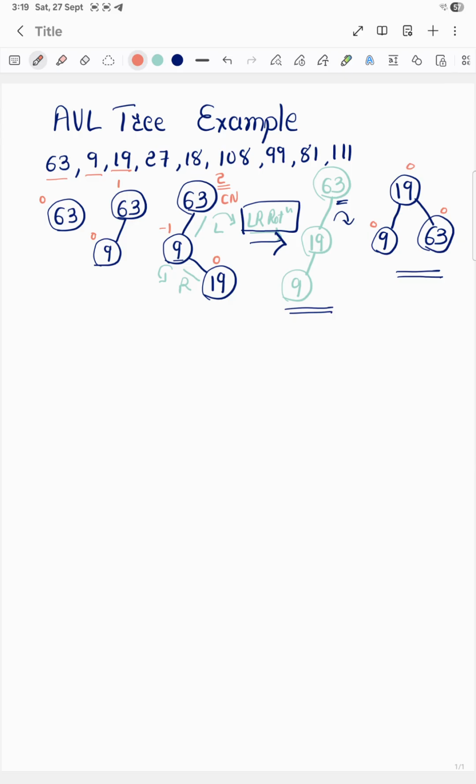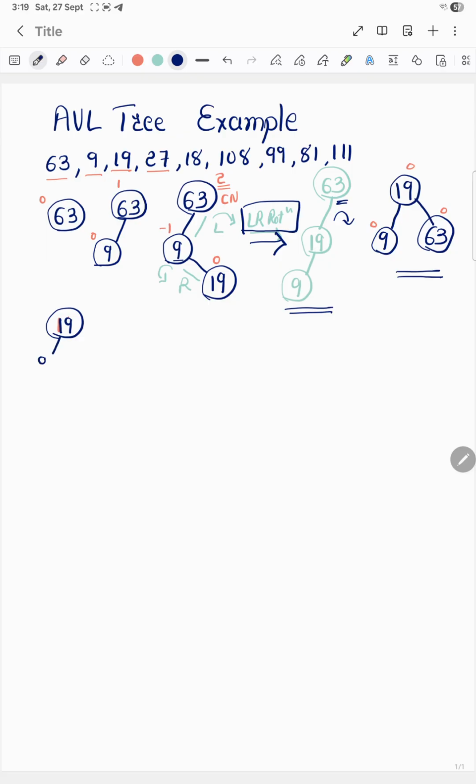Now the next element I need to check is 27. Again I need to start from 19. 27 is greater than 19.